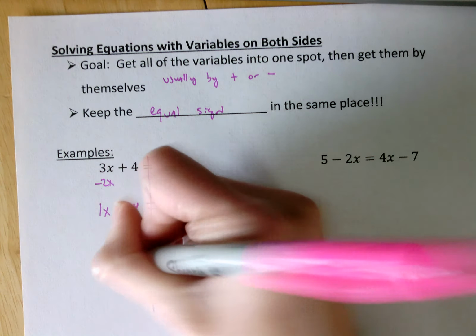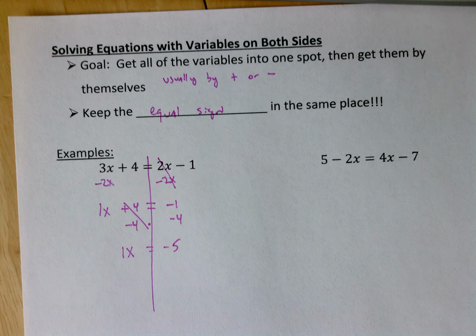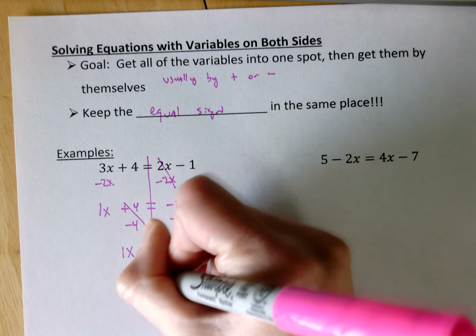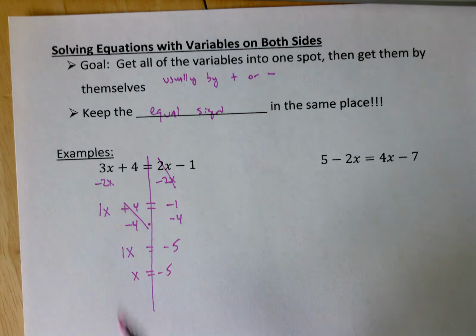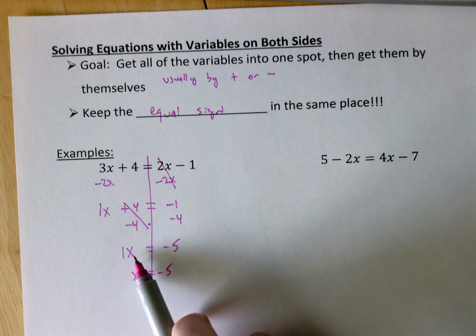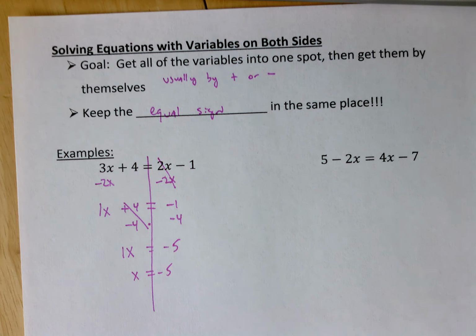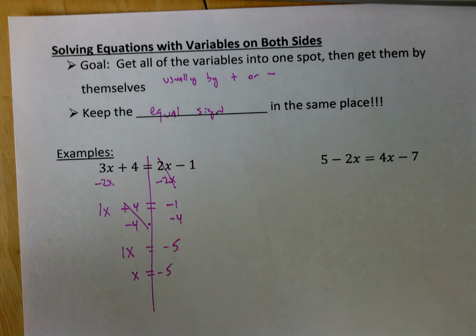If you had brought that 1x down, that's okay. You could still be done. Or you could rewrite it as just a regular x equals negative 5. It's fine. You do not have to divide both sides by the 1. I see people do that sometimes, and if you do that, that's fine, but it doesn't make a difference because there's still going to be an invisible 1 there. All right, great. So there's one example.